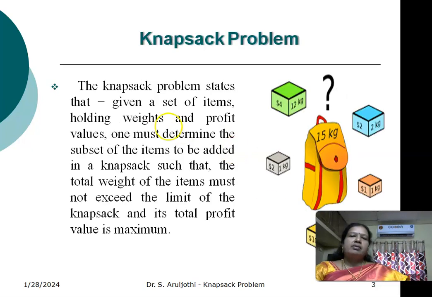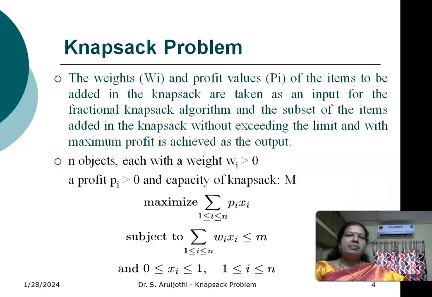So here is our knapsack problem. In this diagram, a sack is shown. The maximum limit of this sack is given as 15 kg, and there are 5 objects around it of different weight and profit. Profit is given in dollars and weight in kgs. We have to fill the sack within the 15 kg limit, and attaining the maximum profit is our optimal solution. The given set of items hold weights and profit values, and we have to fill the sack without exceeding the limit.